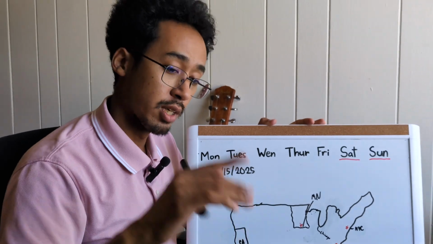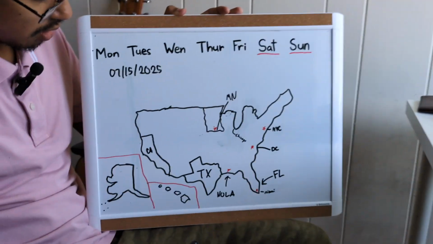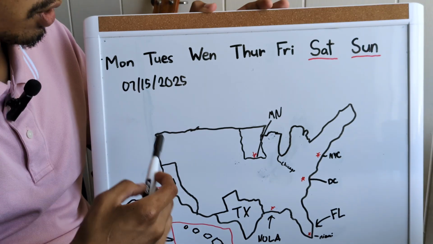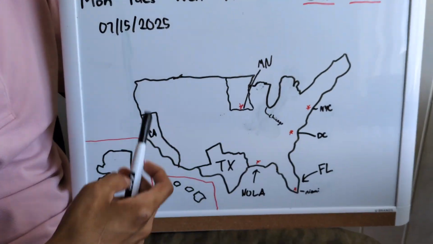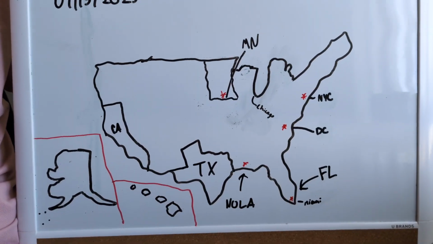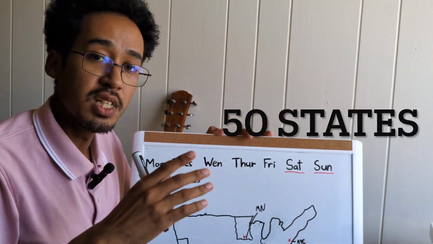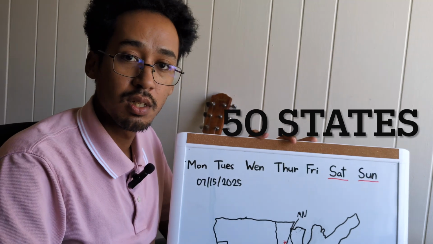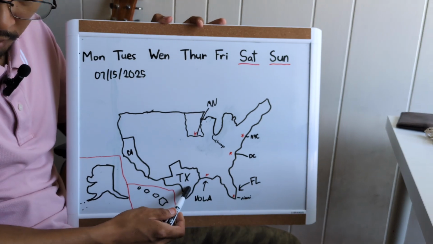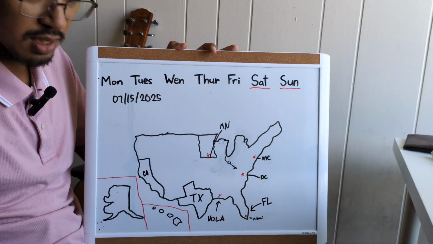Let's talk about the geography of the United States of America. This is a map of the United States of America that I drew. All right. So, the United States has 50 states. What is a state? For example, right here, Texas. Texas is a state.